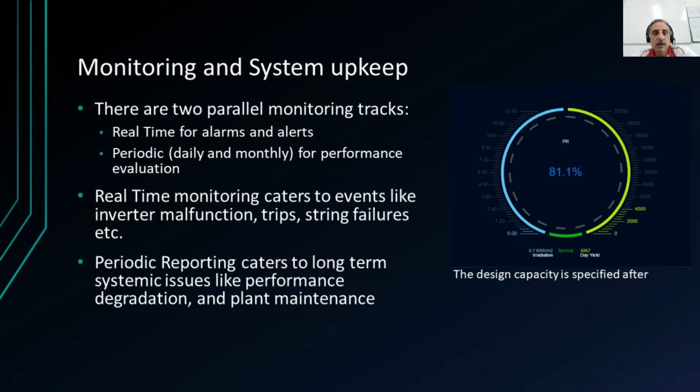The other track that is required to be reported periodically is the daily performance, generation, and other historized parameters, for example the temperatures and the rainfall, and in some cases it's required to monitor some other parameters, for example wind speed, if your structure were to be susceptible to high gusts.